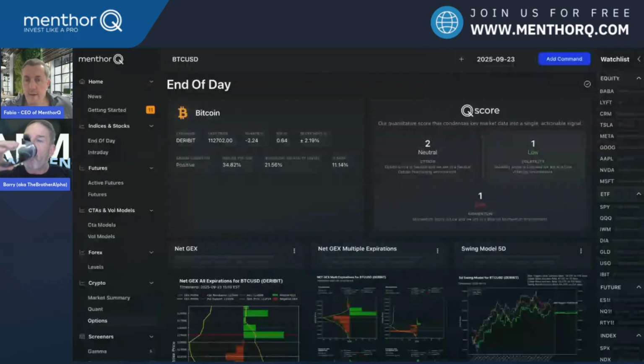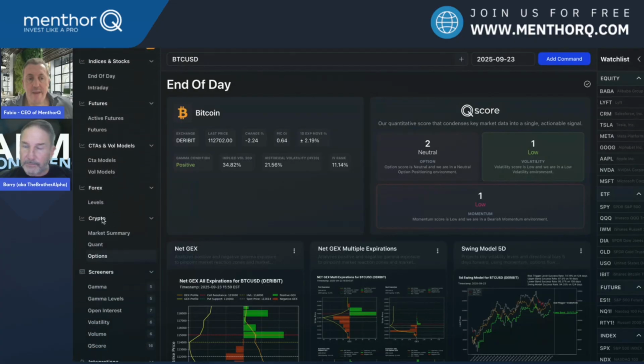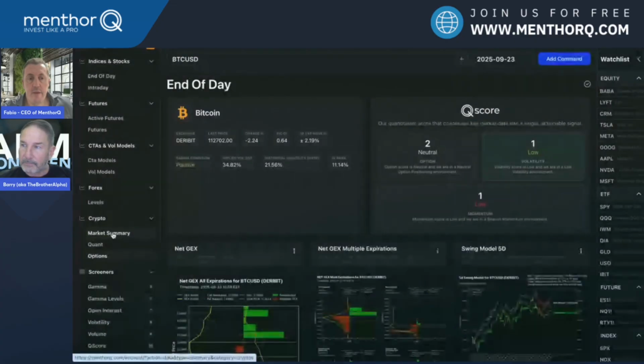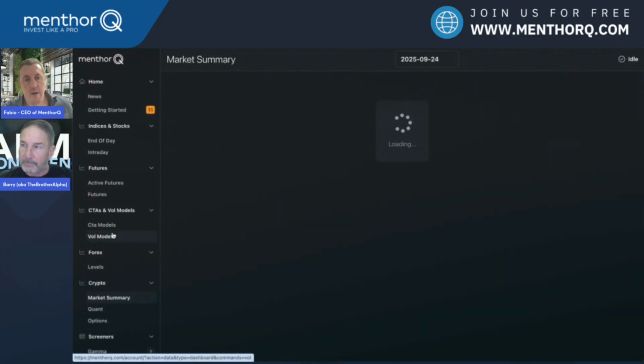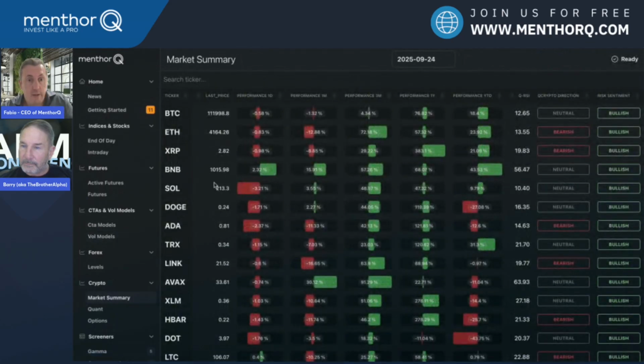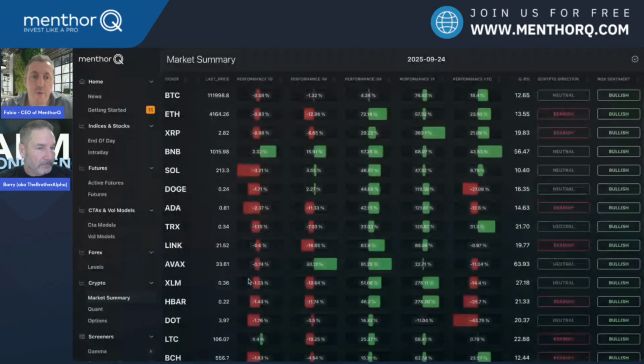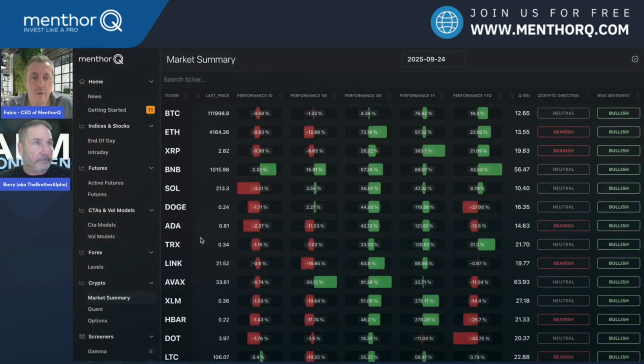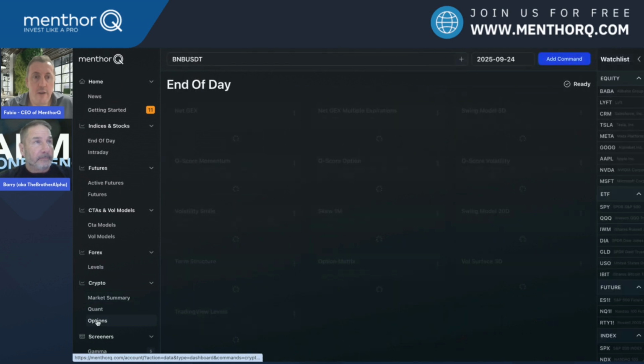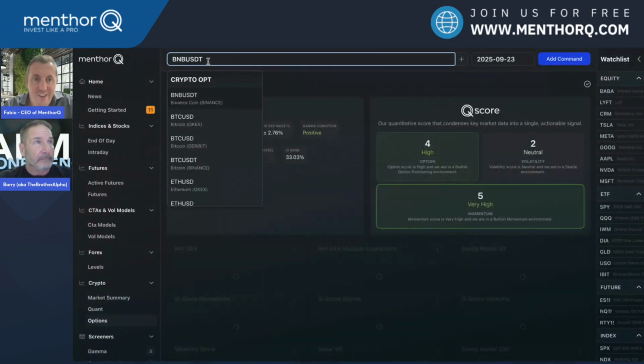So within MenthorQ, you have access to our crypto models, and basically here you can see all the crypto that we cover. So we do have Litecoin here, but Litecoin does not actually have options activity or derivatives on the spot crypto coin. So there's not a lot of option going on Litecoin yet, but we do have a lot of option data on Bitcoin, Ethereum, and Solana.